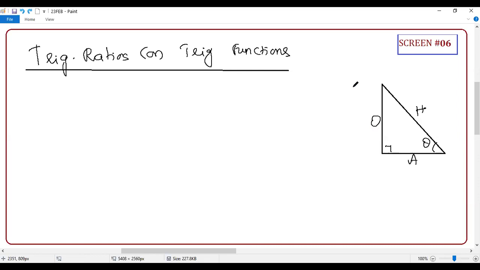Sir, why are we selecting two sides? Because trigonometry is all about the ratio between two sides. The first one is opposite by hypotenuse. The second is adjacent by hypotenuse. The third is opposite by adjacent. These are the three different ways. Any other way you can choose? No, only these three. Now the pending work is how to name them.